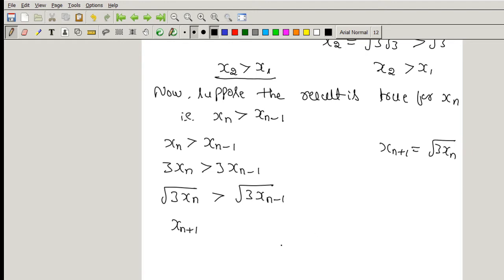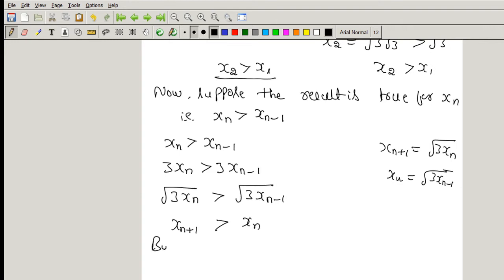That is xn plus 1. And in a similar way, here it is n minus 1, therefore we will get xn. Xn is nothing but root of 3 into xn minus 1. It's a general term: xn plus 1 is root of 3 into xn. If you put n plus 1 equal to n, we will obtain root of 3 into xn minus 1. Therefore, xn plus 1 is greater than xn.